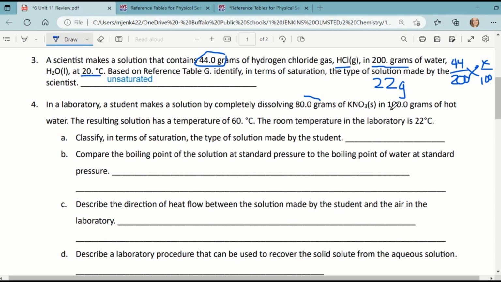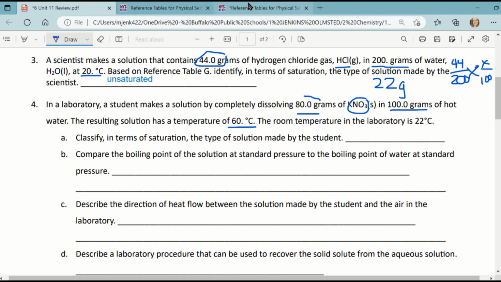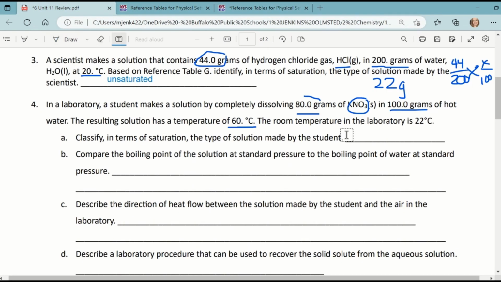Well, you see, this time we do have 100 grams of water. So I need to find 80 grams of KNO3 at 60 degrees Celsius. All right, so 60 degrees Celsius, 80 grams. There's my point. And I was comparing it to KNO3. Well, here's KNO3. This point compared to KNO3's line means I am unsaturated.